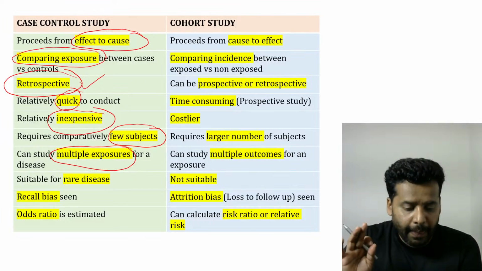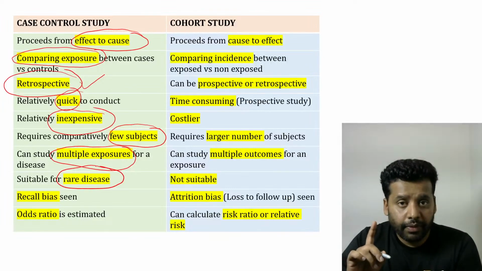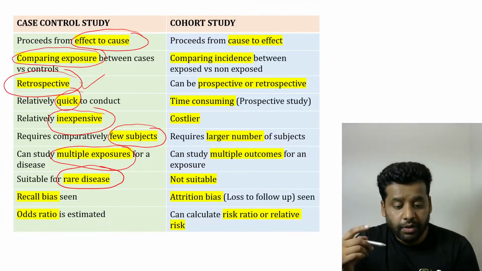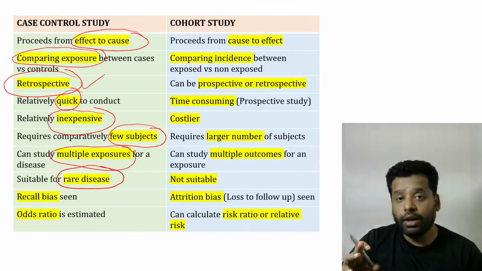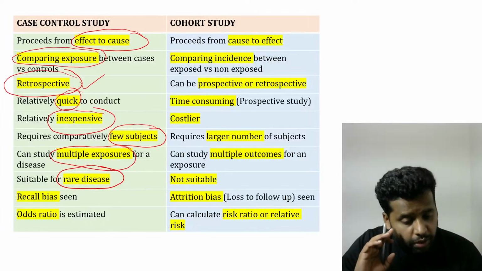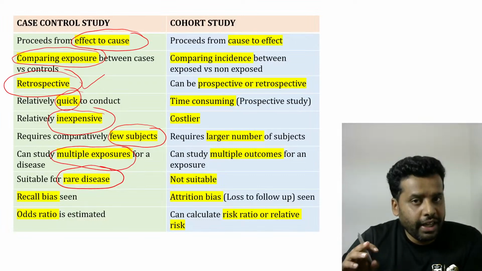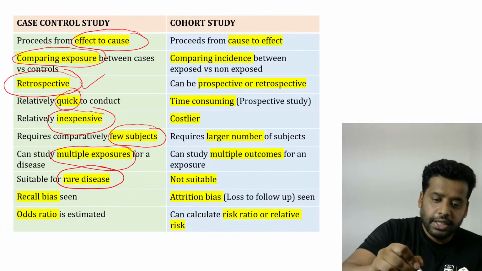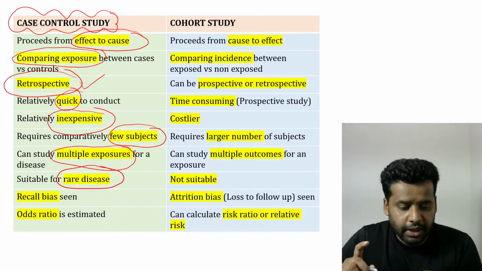Important question. Rare disease. Don't do a cohort study, I am telling. For a rare disease, follow-up should not be done. It will take time and the disease is a rare outcome or rare disease. Cohort should not be done. Which is the preferred study design for a rare disease association if they ask? Case control study. Yes, case control study.